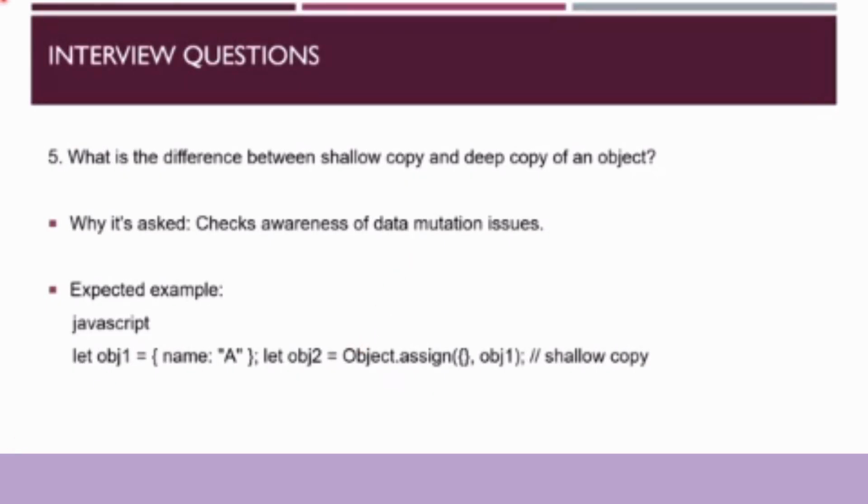A deep copy means copying everything, including all nested objects, so the new object is completely independent. Deep copy is more complex and usually done with a function or libraries because JavaScript doesn't have a built-in deep copy method. So, knowing this helps prevent accidental changes to your data when working with copies of objects.